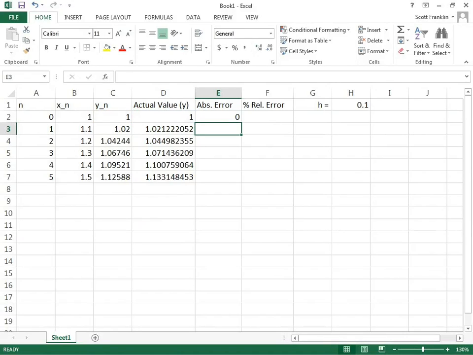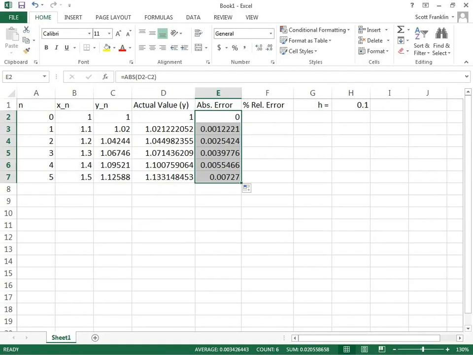And of course, the error at your starting point is 0. Why? The starting point, you already know it. It's not approximated, it's exact. But every point after that, guess what? It increases. So that gives you the absolute error, and you'll notice it's increasing. The further away you get from your original point, the worse your error actually is.